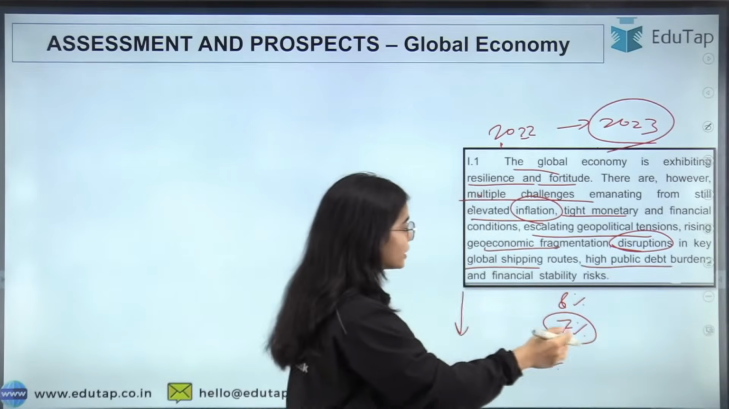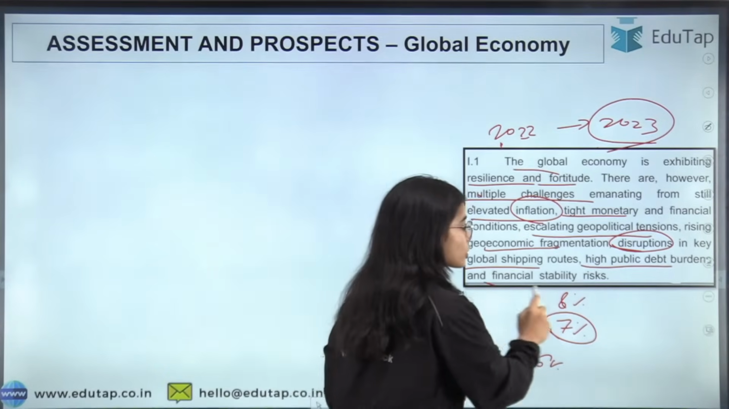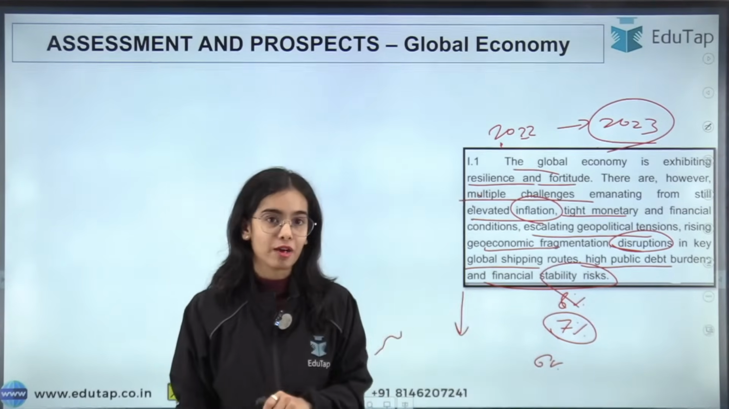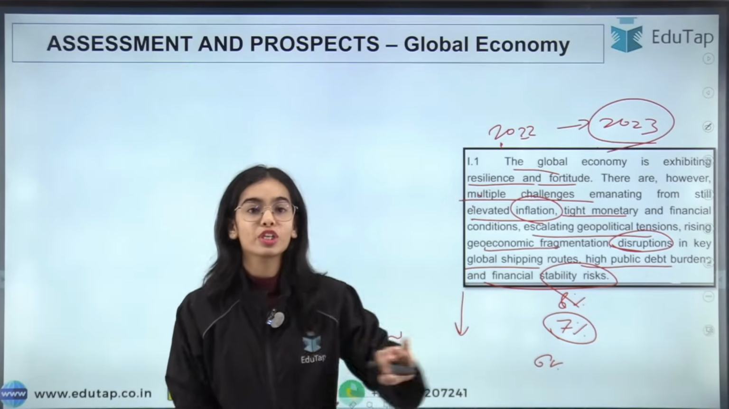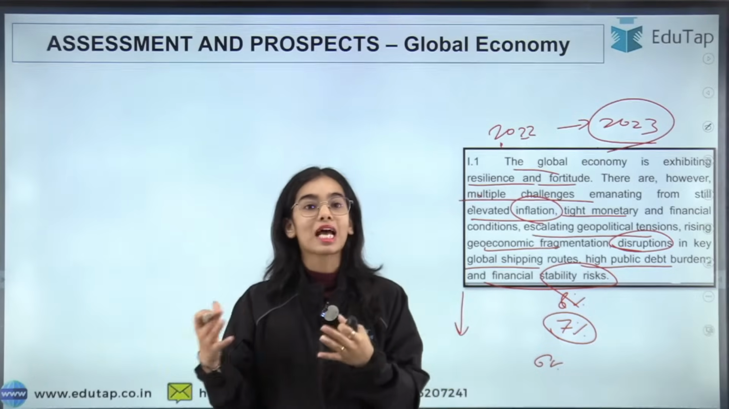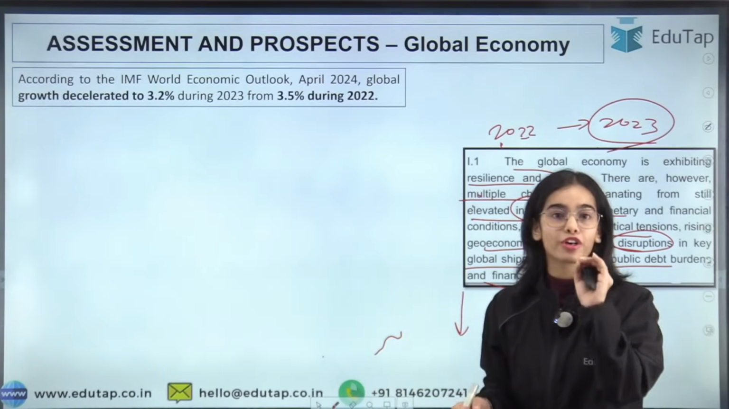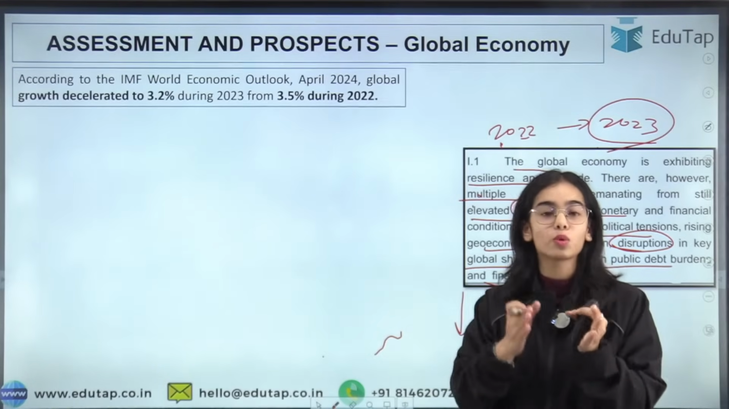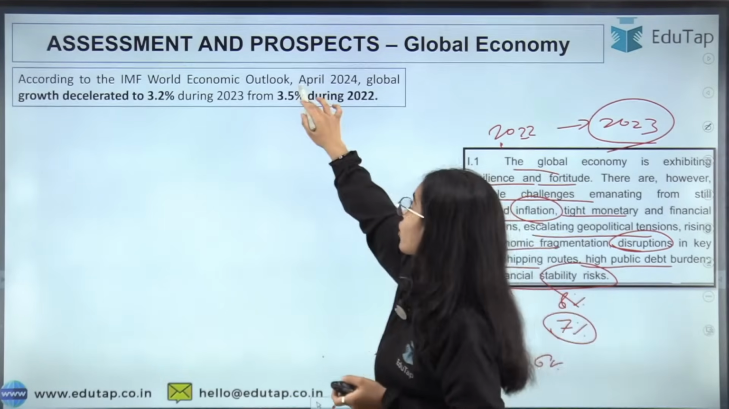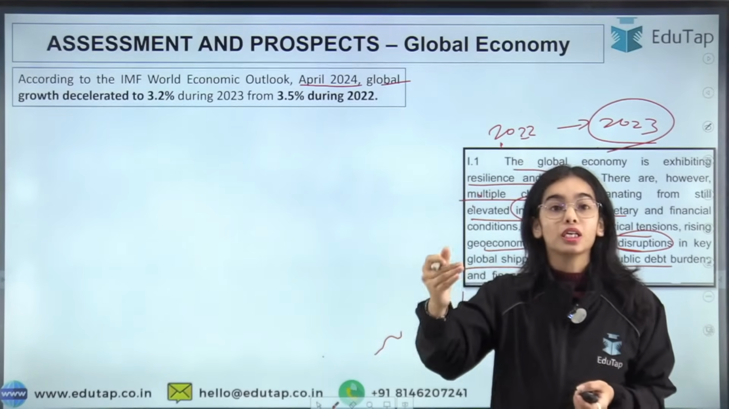High public debt burden has been seen, especially in the emerging market economies, and financial stability risk has also come forward. Due to this, the global economy has shown resilience, but there are still challenges being faced by it. The International Monetary Fund, in its report, the World Economic Outlook of April 2024, has said that global growth has actually decelerated.